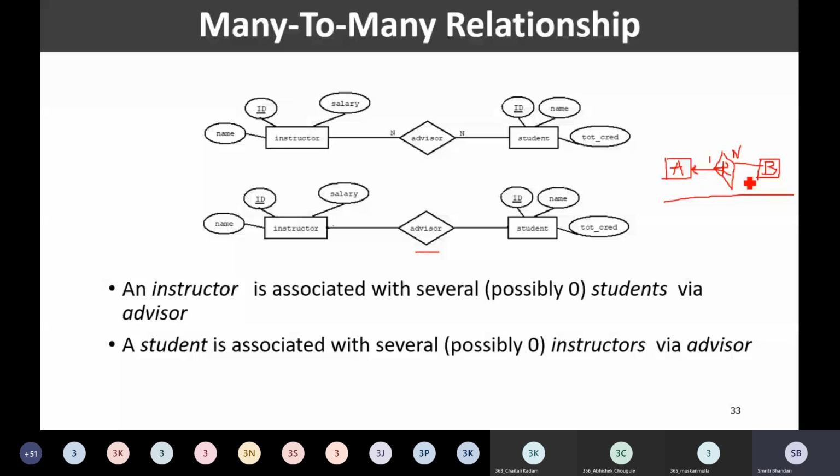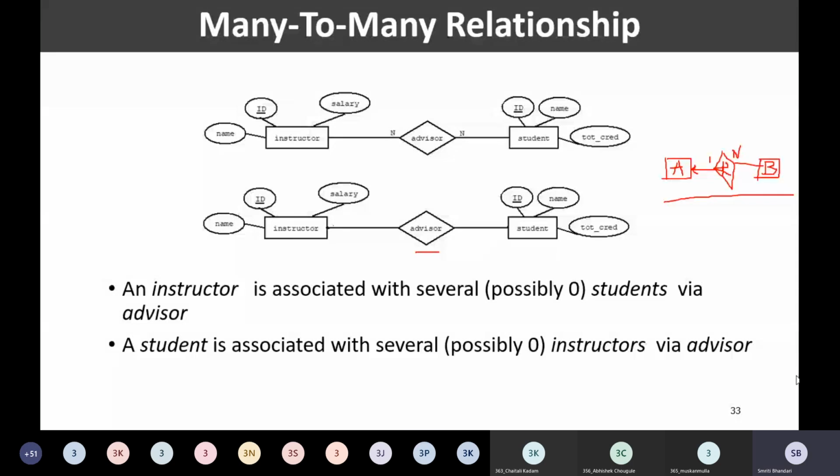So how to interpret this? An entity from entity set B is associated with at the most one entity from entity set A, whereas an entity from entity set A is associated with many number of entities, possibly 0, from entity set B via this relationship set R. Am I correct? Yes, ma'am.